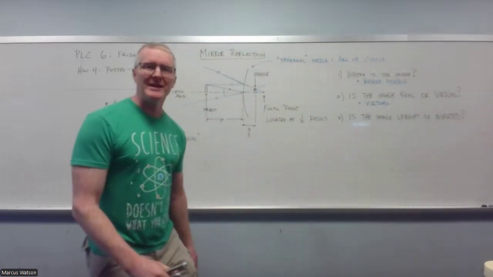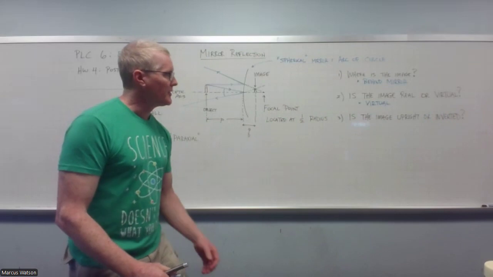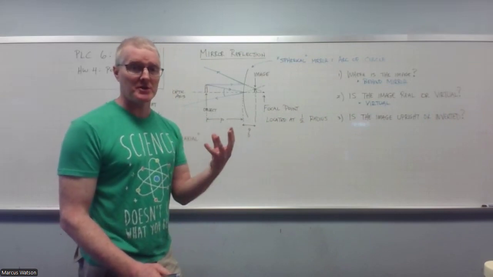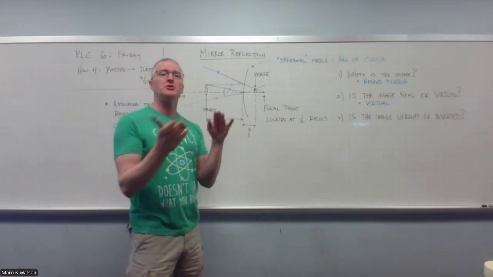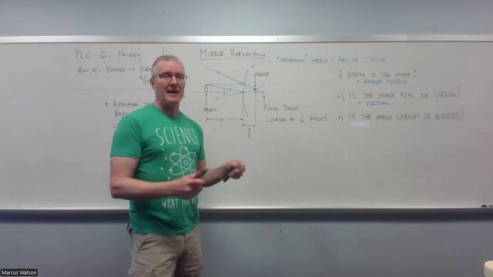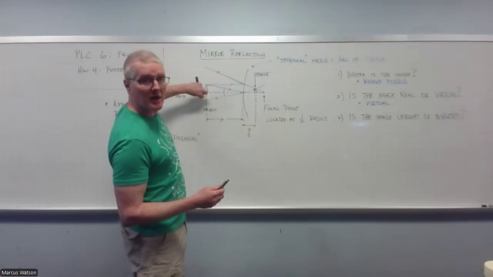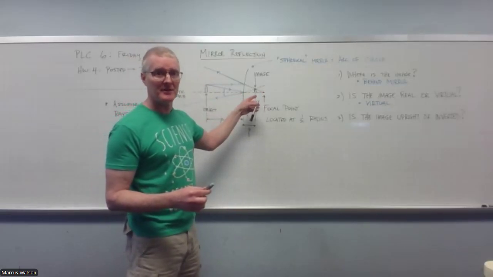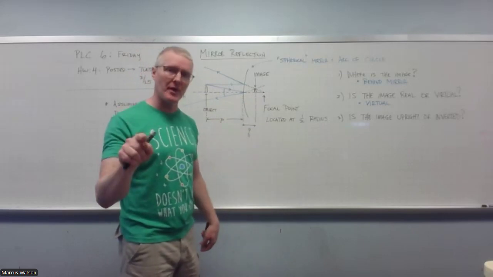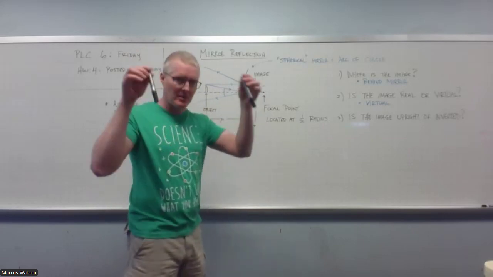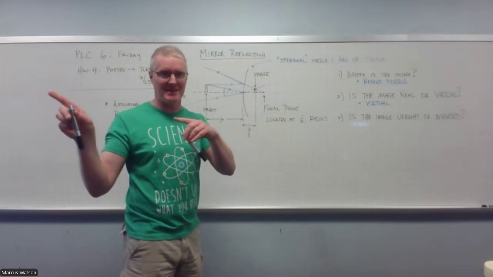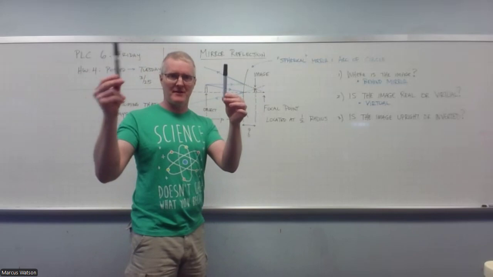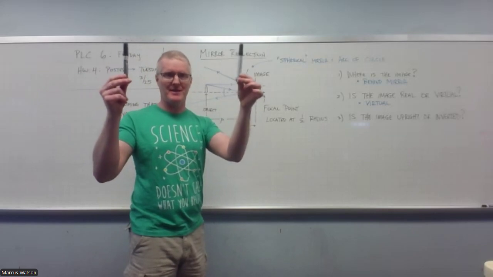Is it upright or inverted? When we ask that question, it's always in relation to the object. If I had a candle which was upside down here, I would get an image which is upside down here. But it would be called upright because it has the same orientation as the object does. If it's this way, then it's called upright.